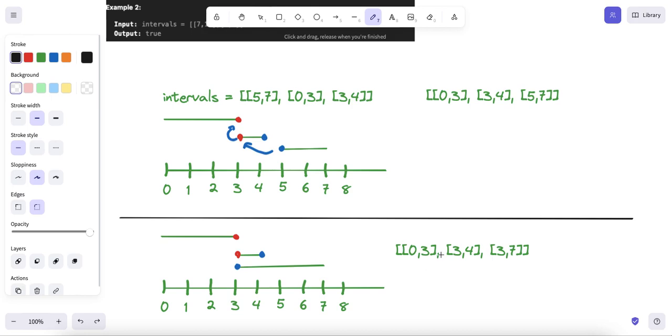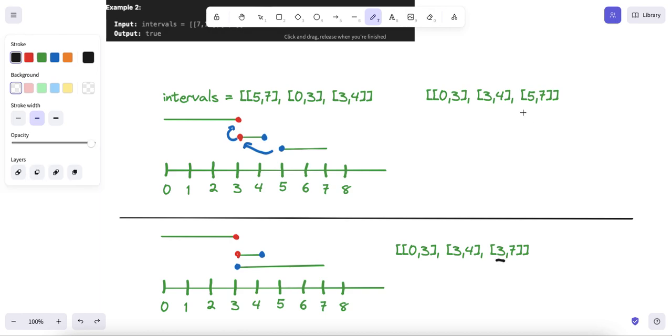Now say we have this modified version of the intervals array where this last meeting starts at time 3 instead of time 5. And we see this change in our timeline. After sorting our array, we start again with the first interval, and we see that it ends at time 3, whereas the second meeting, the next meeting, starts at time 3, so they do not conflict. So we're okay up until this point.